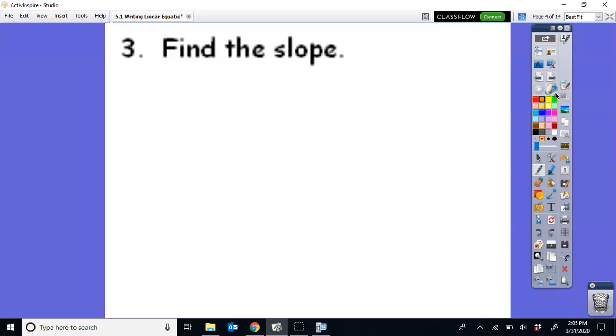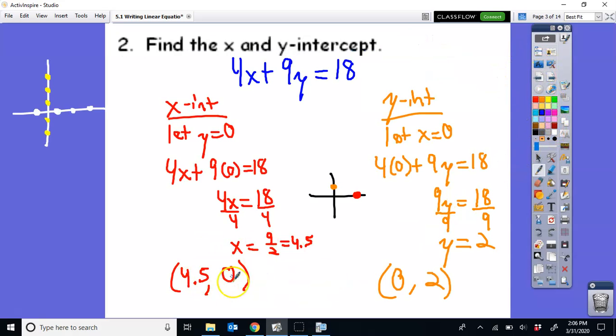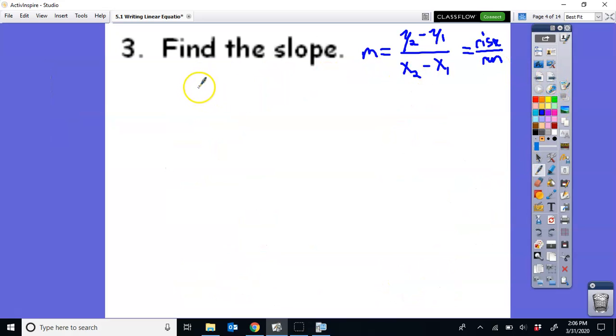Number 3 says find the slope. Well, what do you need to find the slope? Well, the slope formula is y2 minus y1 over x2 minus x1, or rise over run, right? The problem is the only points that I have are not exactly really pretty, 4.5, 0 and 0, 2. So I'm probably going to have to use the formula. So again, pause the video here and see if you can find the slope between those 2 points using your formula.